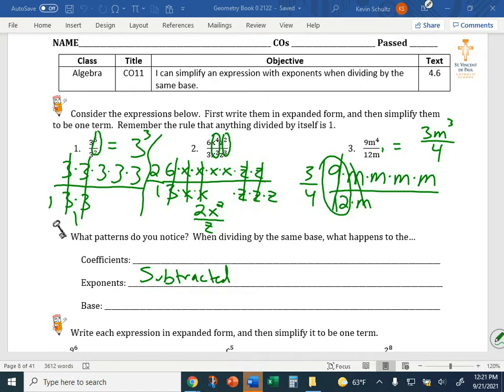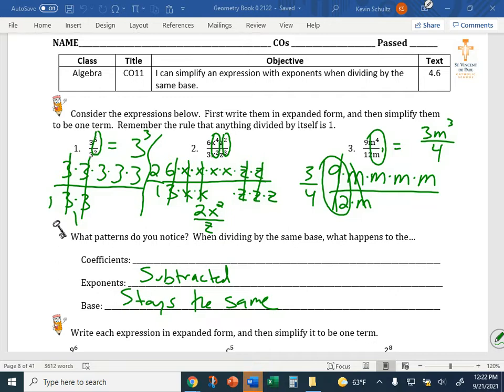Our rule still follows here. 4 minus 1 gives us 3. Those 3 m's are in the numerator because that's where we had more to start with. All right, coefficients or the base? Peter? The base stays the same, just like the last one. Base stays the same. Nothing happens to it. It might get canceled out, so it ends up being gone, but if it's left, it stays the same.